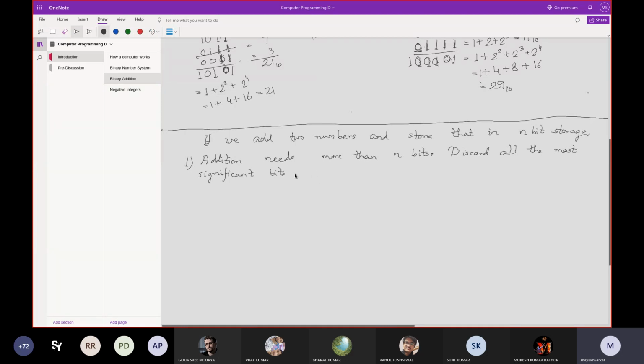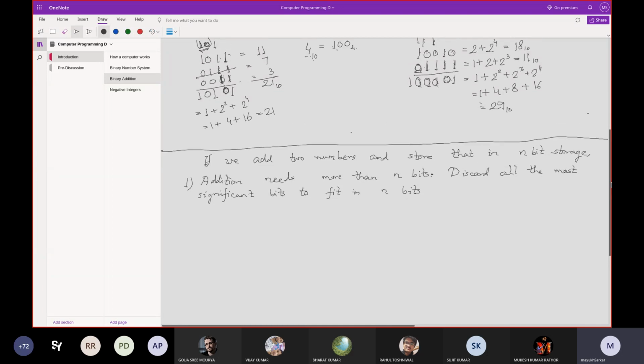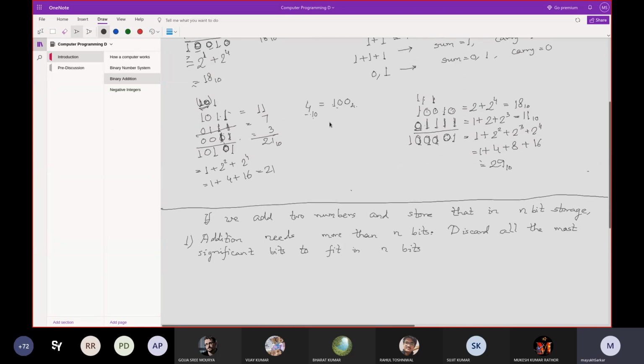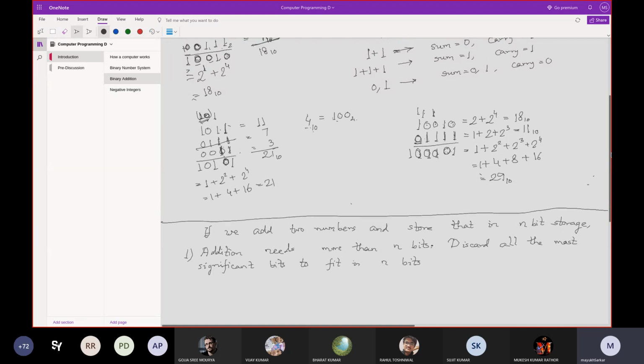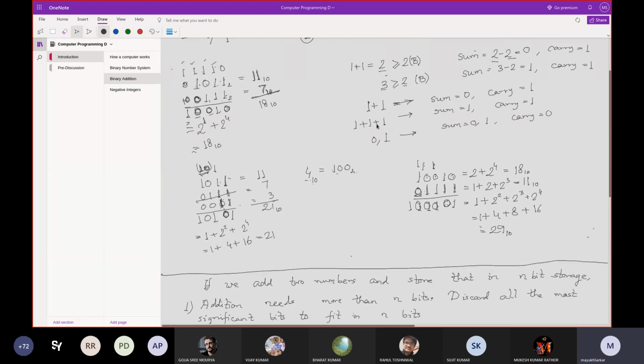Truncate the most significant bits to fit in n bits. This may seem confusing at first, but observe here. Suppose this addition here. Suppose you are working on a 4-bit system. Suppose we are working on a 4-bit system, 1011 and 0111.